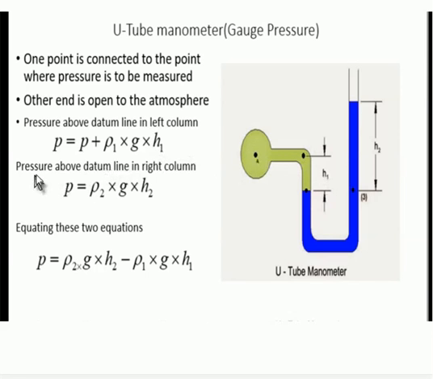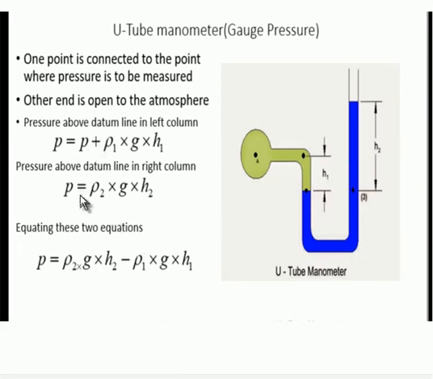Similarly, the pressure above the datum line in the right column, this is the datum line, is P equal to rho 2 into g into h2. We don't have P here because we don't have any point to find the pressure on this side. We have one point in the left column, that's why we can use this pressure P, but in the right column we can take only rho 2 g h2.